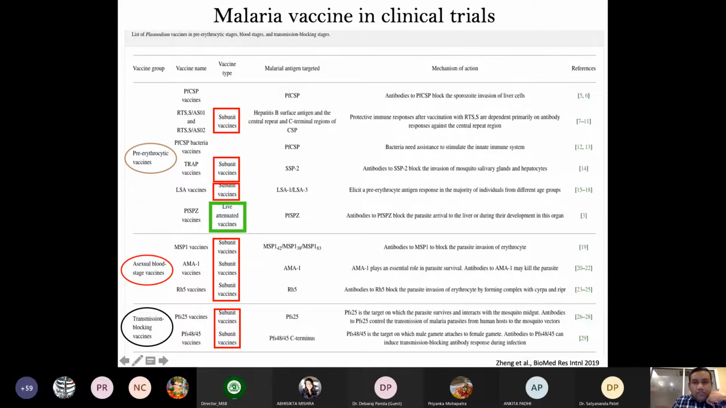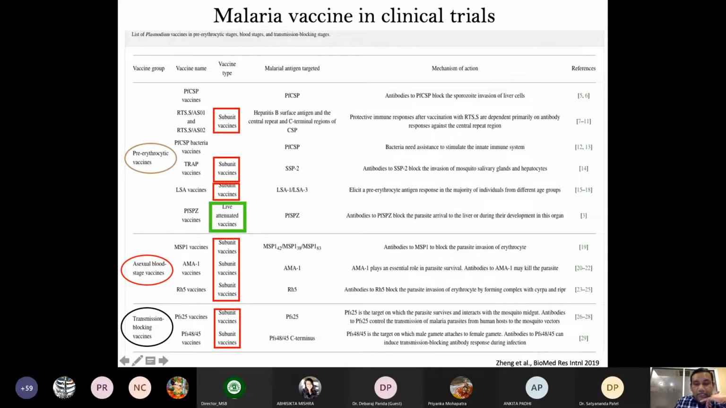And the most successful vaccine so far is this RTS,S that I told you about. That is based on the CSP, a protein that covers the sporozoite surface. And this vaccine has 33% efficacy and is now clinically approved. And then there is the asexual blood stage, where the parasite produces trillions of blood-infecting parasites.